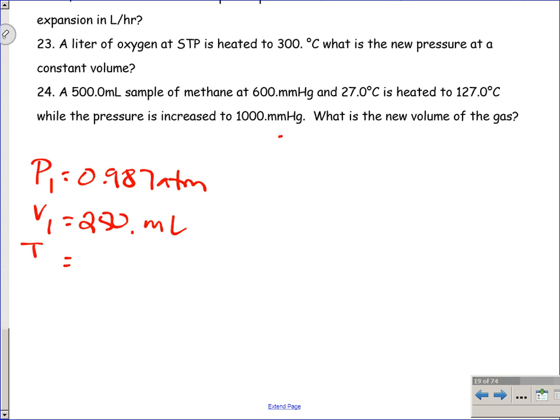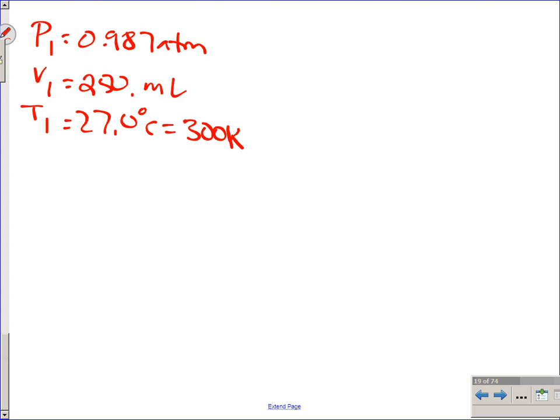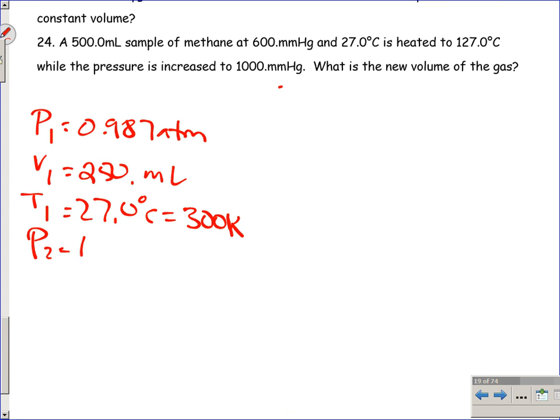What was T1? So 27 degrees Celsius is 300. Is that right? What's 300? 300 Kelvin? 273 plus 27, 300. Just making sure we know how to get there. And then what was P2? 1 atmosphere, because that's what STP means. What was T2? 273 Kelvin, which is what STP is. So we're solving for V2.